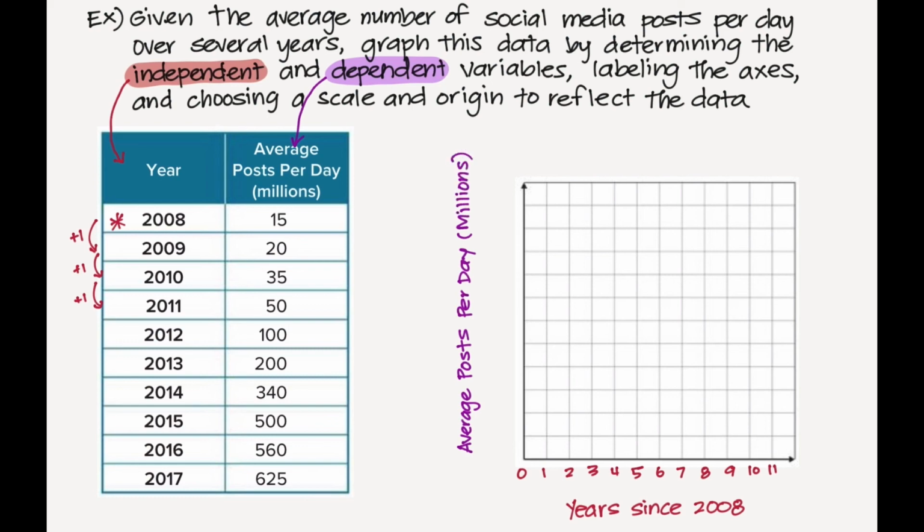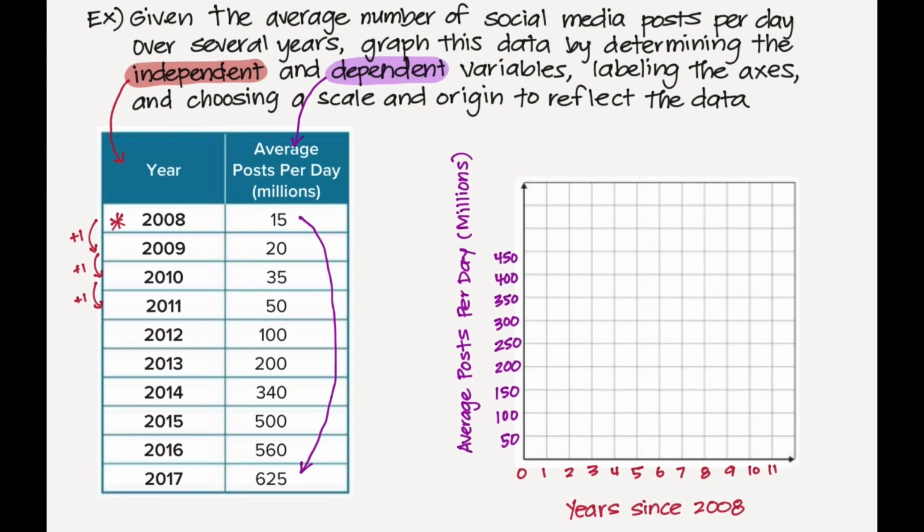Now for my y-axis, I can label it as the average posts per day, and this is in the millions. And since I'm starting with 15 million and I'm going all the way to 625 million, I'm thinking I might want to count by 50s. So 50, 100, 150, 200, 250, 300, and so on.